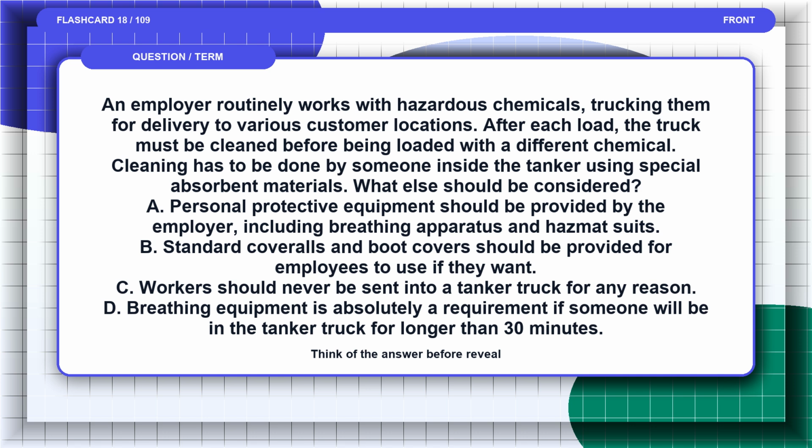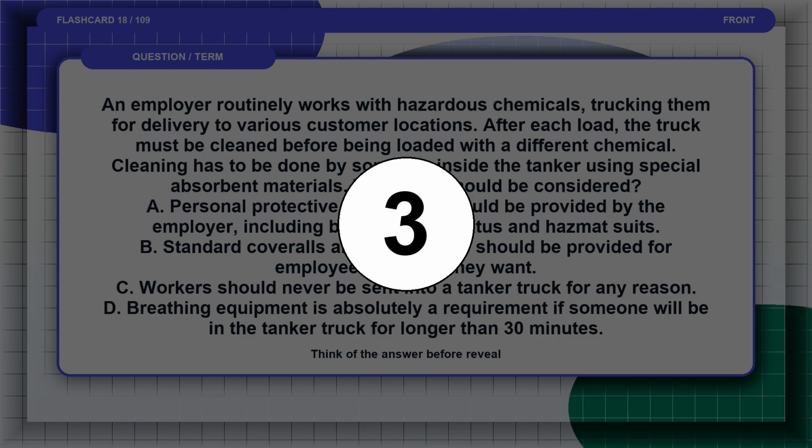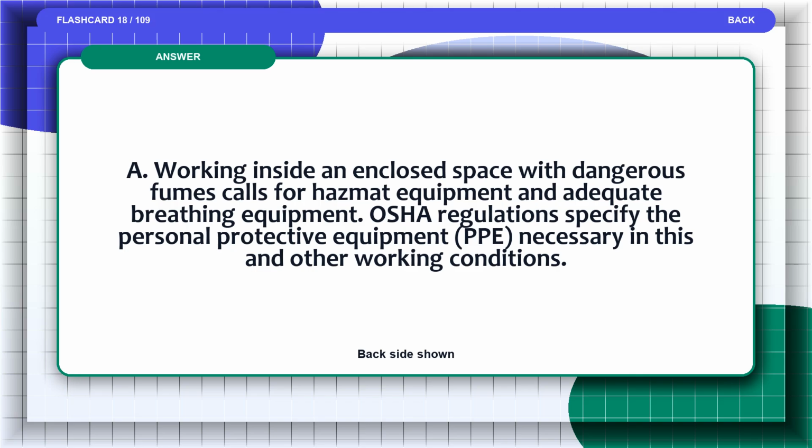Breathing equipment is absolutely a requirement if someone will be in the tanker truck for longer than 30 minutes. Pause and think of the answer before the reveal. The answer is: working inside an enclosed space with dangerous fumes calls for hazmat equipment and adequate breathing equipment. OSHA regulations specify the personal protective equipment (PPE) necessary in this and other working conditions.